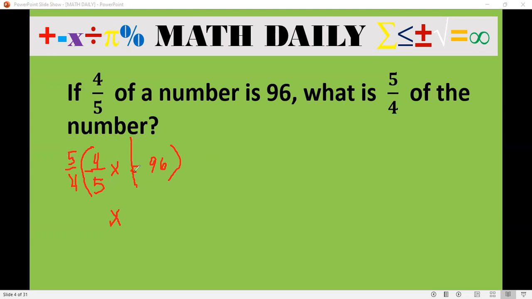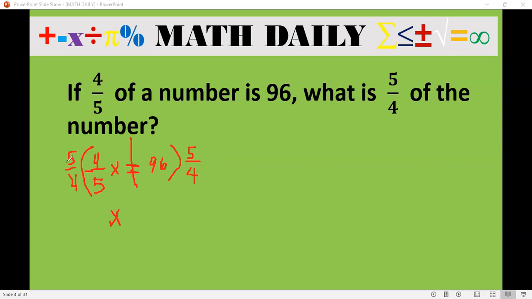So again, this is a problem on equality. This side must be equivalent to this side. Since we multiplied the left-hand side of your equation by 5/4, to maintain the equality, there is a need for us to do the same thing on the other side.